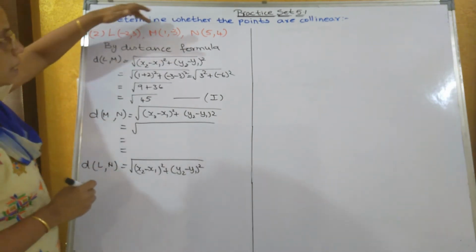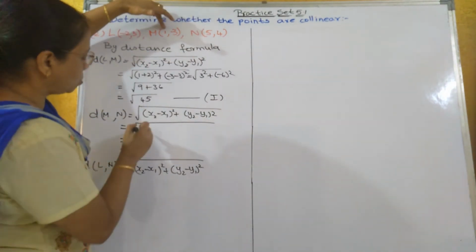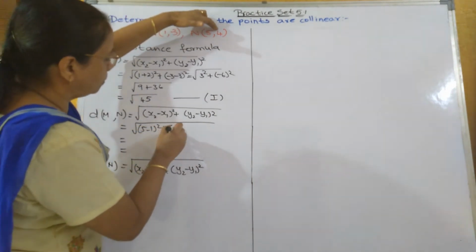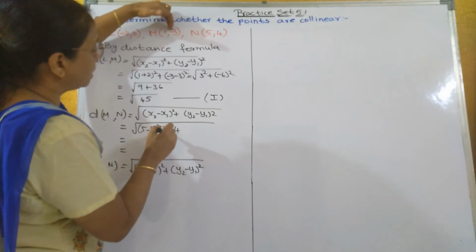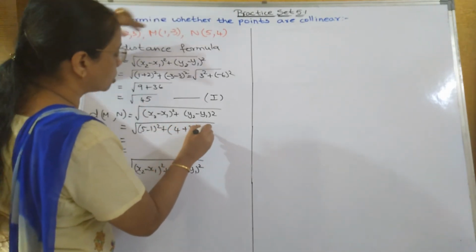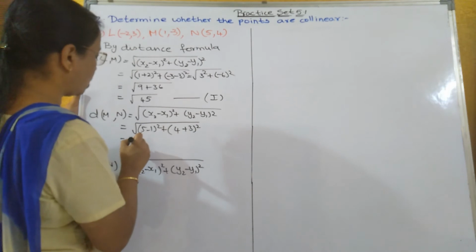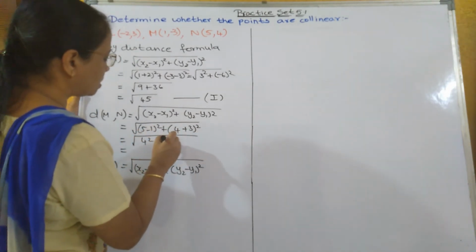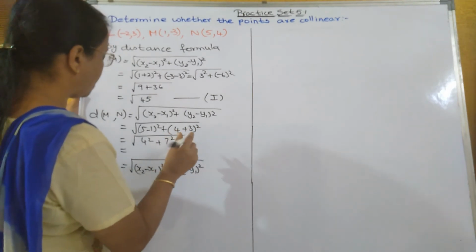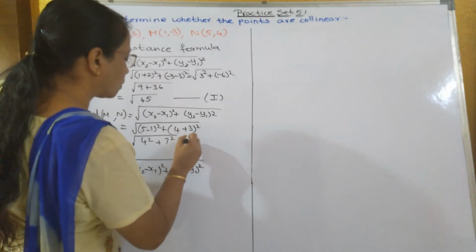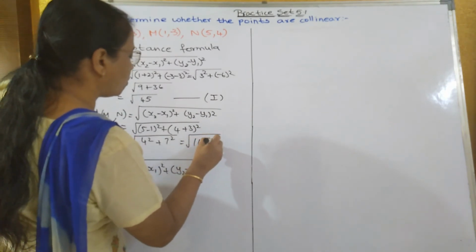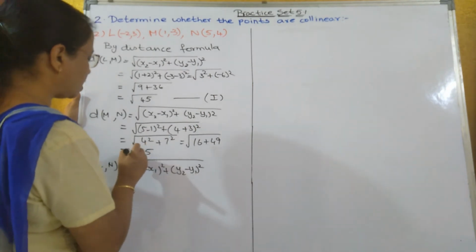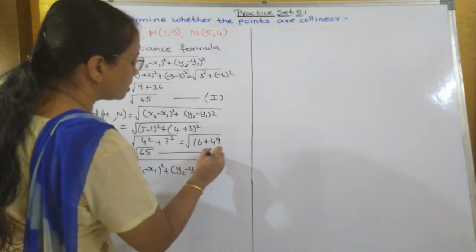Distance MN. So (5 minus 1) the whole square plus (4 and this is minus 3, so it will become plus 3) the whole square. So that is equal to 5 minus 1 is how much? 4 square. 4 plus 3 is how much? 7 square. So that is equal to 16 plus 49. So that's equal to how much? 65. So root 65. This is your second one.